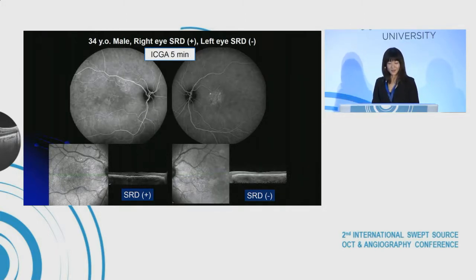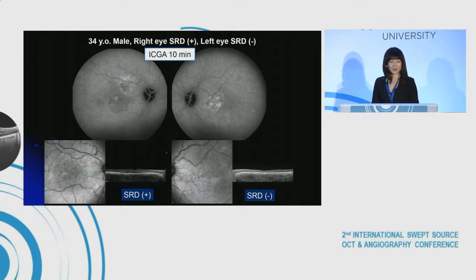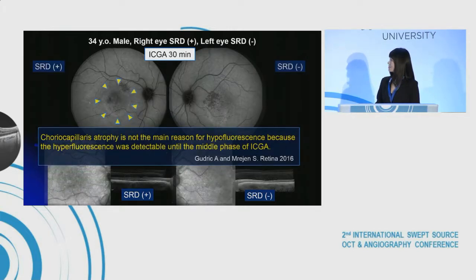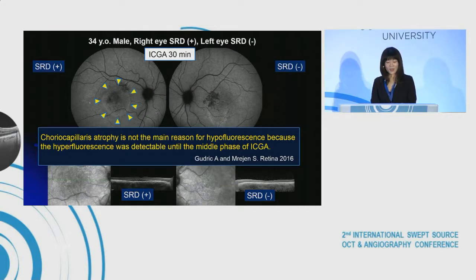Hyperfluorescence was observed in both eyes at 5 minutes on ICGA, and also present in both eyes at 10 minutes. However, FHFA was observed in both eyes in the late phase of ICGA. From these findings, we consider choriocapillaris atrophy not to be the main reason for FHFA, because hyperfluorescence was detectable until the middle phase of ICGA.